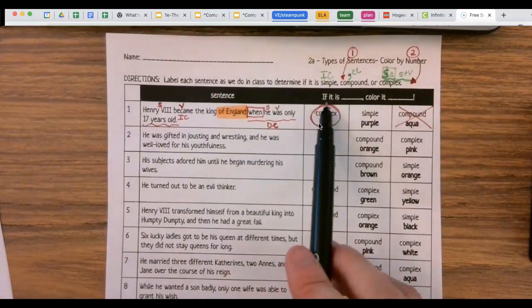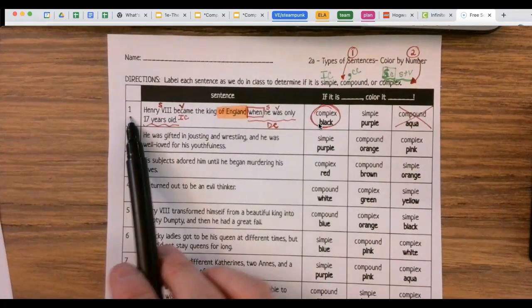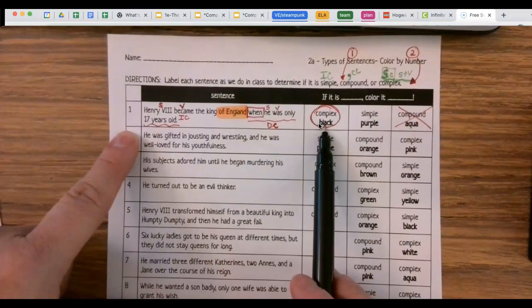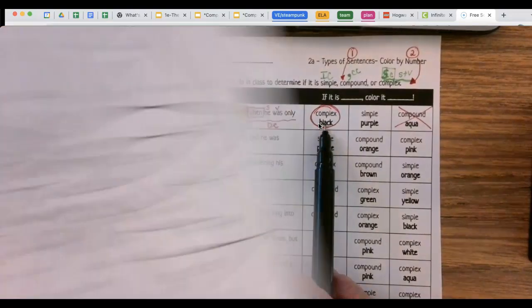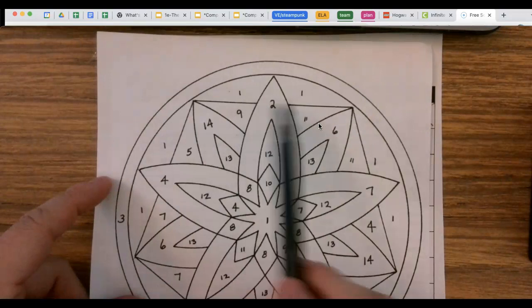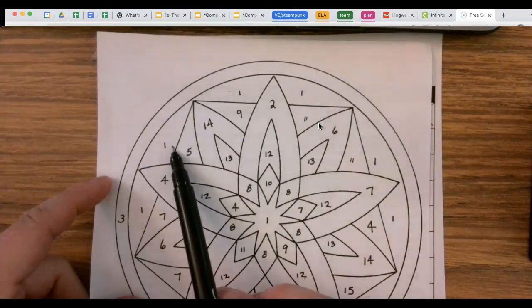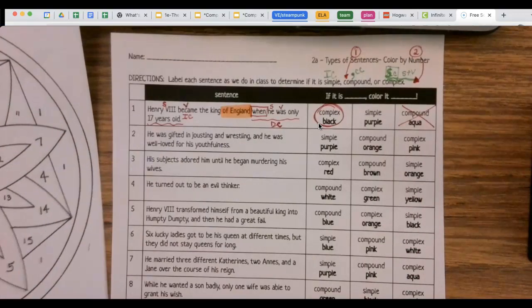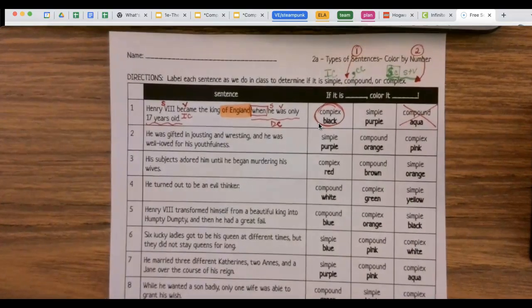Now, if I'm working on question 1, and my answer was complex, it tells me to use the color black. So I'm going to go to my coloring page, and anywhere that I see the number 1, I'm going to color those areas in black. And I'm going to go to the next one.